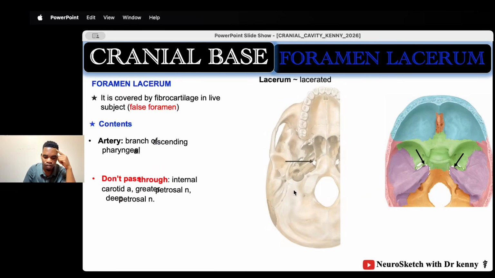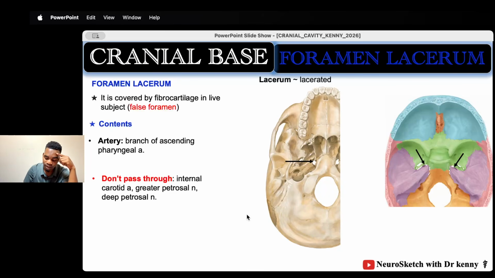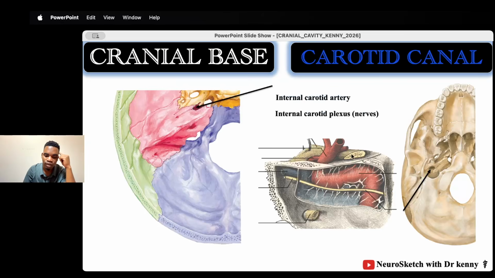The inferior view of the foramen lacerum. This is the inferior view, and remember, these structures are passing above the foramen lacerum. They're not going through the foramen lacerum. Next, going to be your carotid canal.